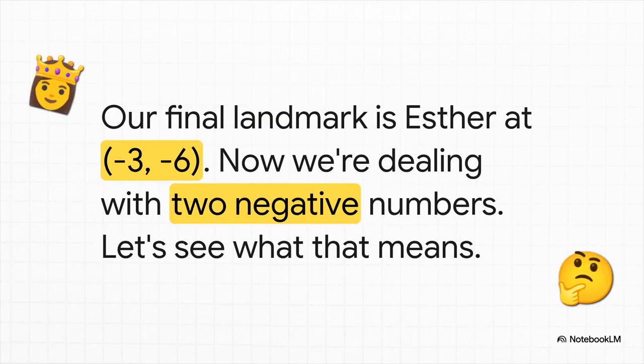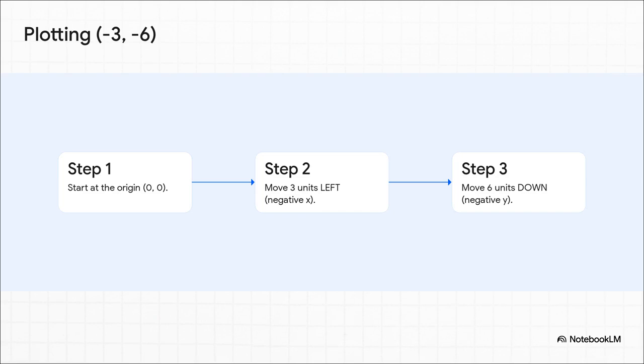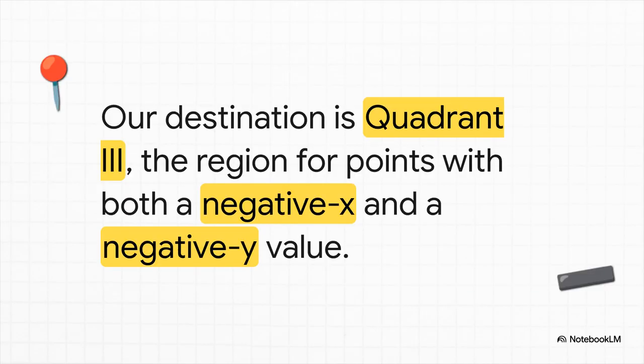Okay, one last location to find. We're looking for Esther, and her coordinates are -3, -6. Now we've got a double negative on our hands. Let's see where that takes us. For the last time, let's start at the origin. That first number, -3, tells us to move 3 units to the left. And the second number, -6, tells us to move 6 units down. And our final destination is Quadrant 3, which is home to all the points with 2 negative numbers.